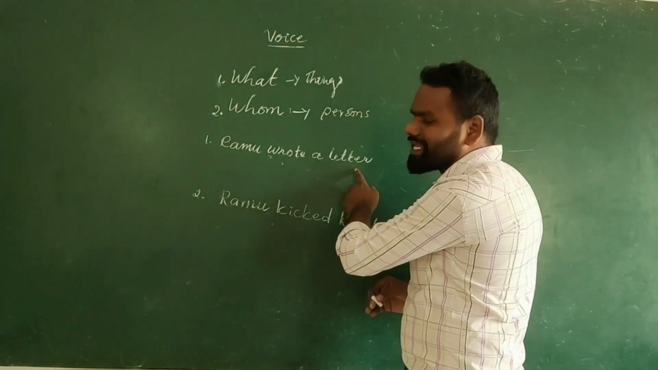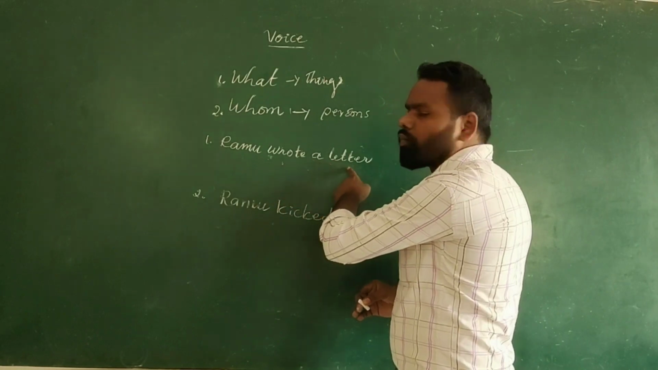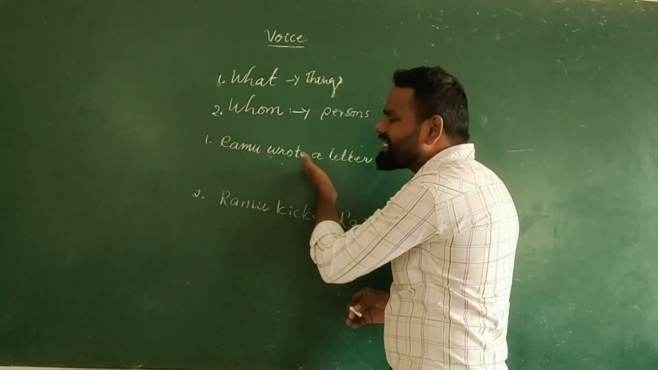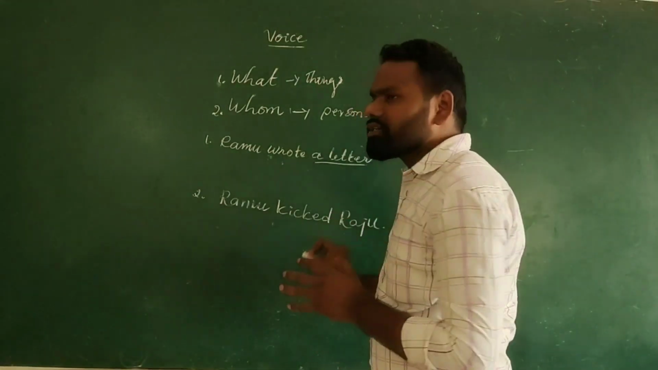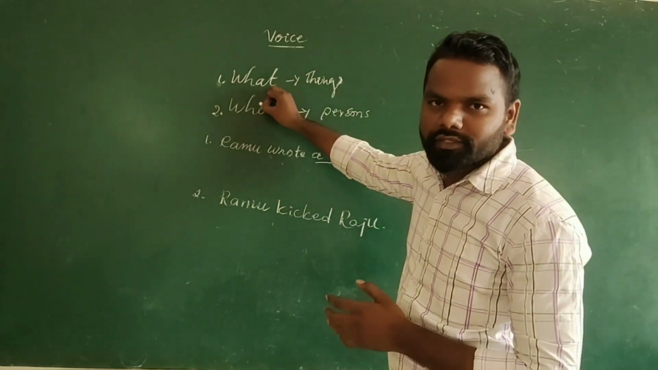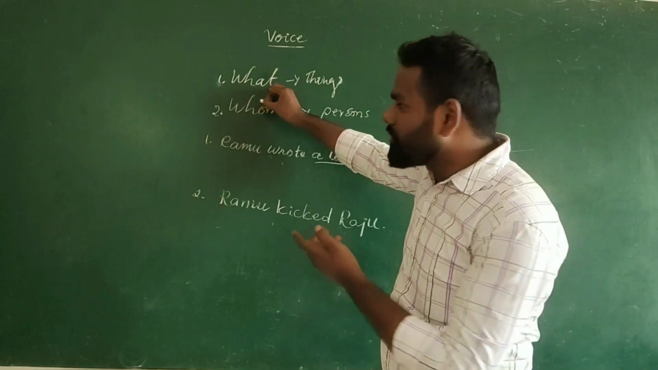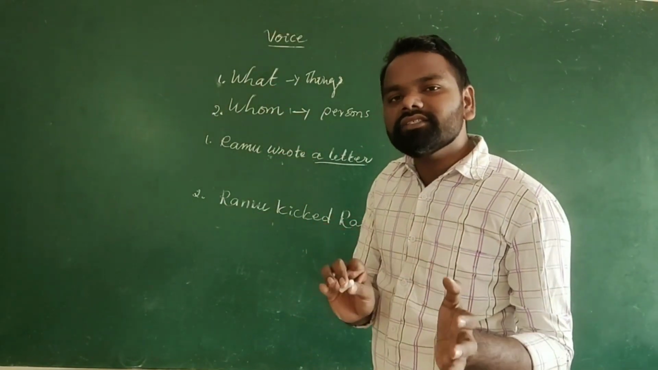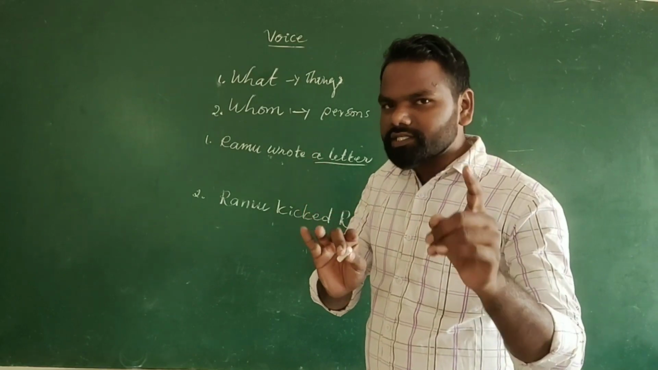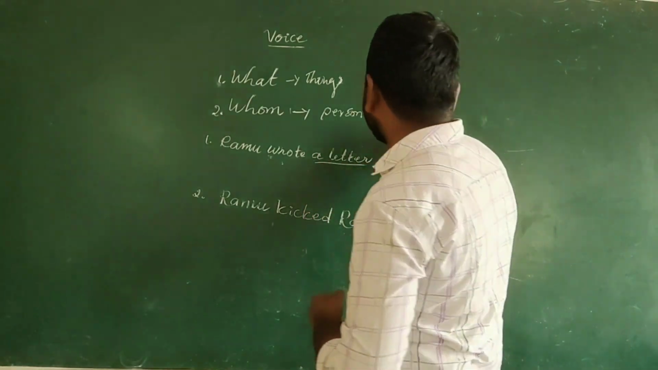Let us see now. Ramu wrote a letter. Ramu wrote what? Or what did he write? A letter. Now we are getting an answer for the question what. It means we can change this, Ramu wrote a letter, to passive voice. If you don't get an answer, it means you cannot change. Let us see now one more example that I write.